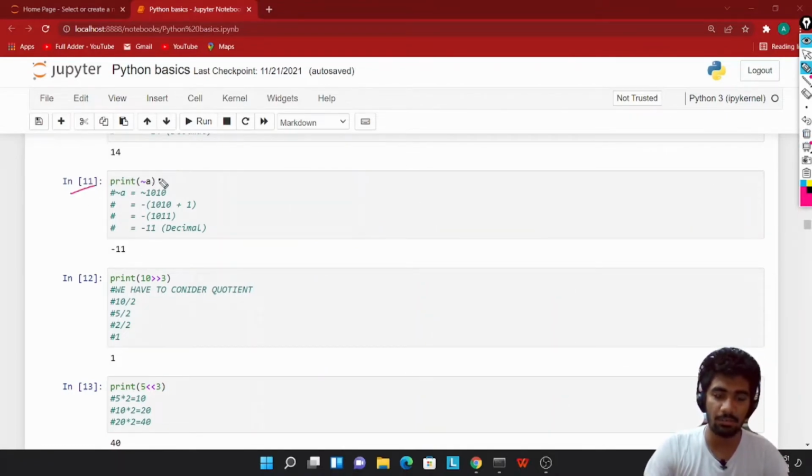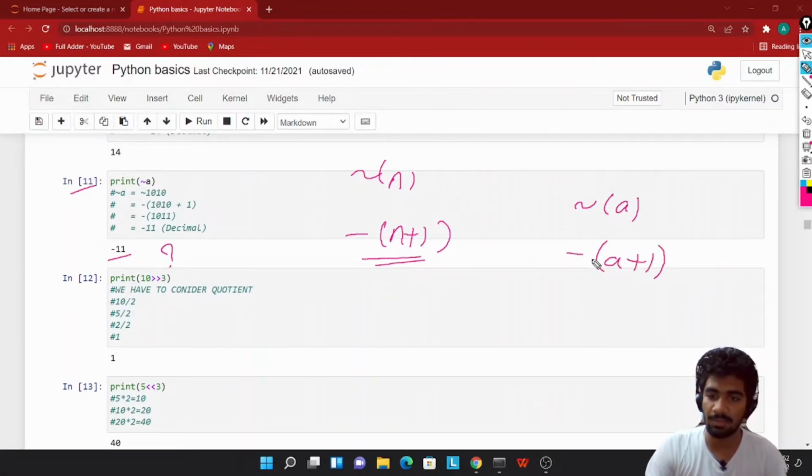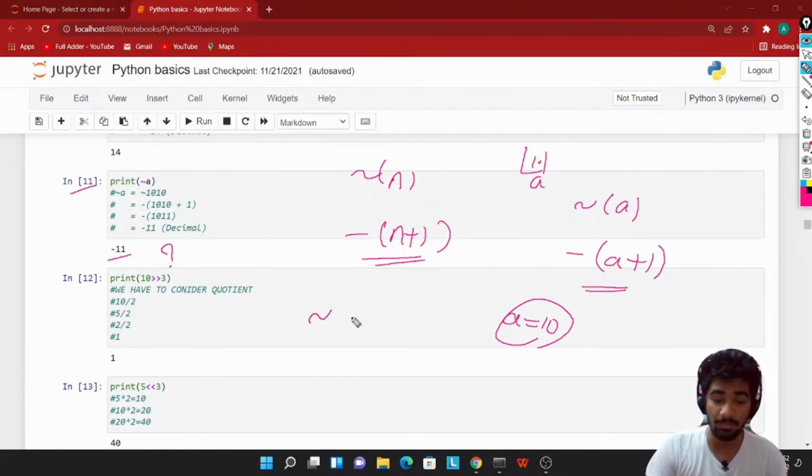Here in this line number 11, when you try to see negation of A, the output is minus 11, right? How is it minus 11? Because there is a simple formula. If you take n as a number, then the negation of n would be minus of n plus 1. Here the negation of A would be minus of A plus 1. The value stored in A, we have previously assigned the value 10. So when you perform the negation of 10, as per the formula, you will get minus of 10 plus 1. So that's the reason we got minus 11 here. So this is how the negation operator works.